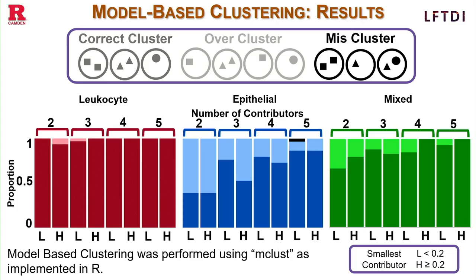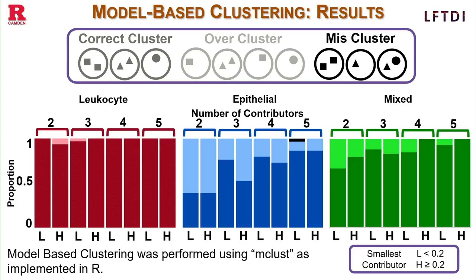Mixed samples are a combination of the epithelials and leukocytes together across different contributor mixtures. And we see that even with an increase in the number of contributors for the mixed samples, which consist of good quality leukocytes and average quality epithelial cells, we don't see any misclusters. So model-based clustering showed us promising results, at least for the sample set that we worked with.